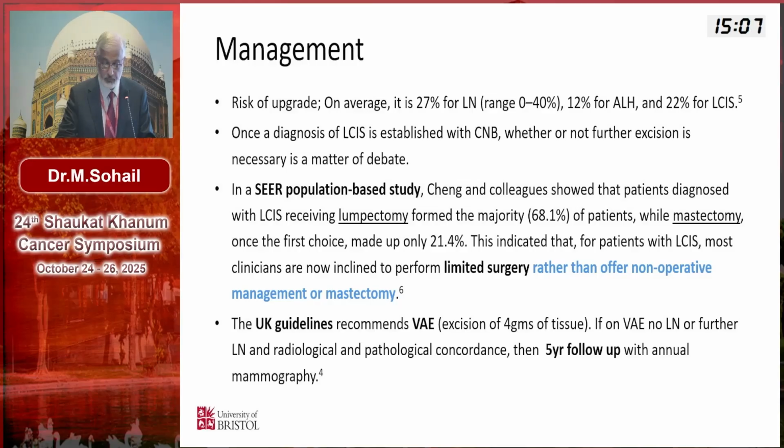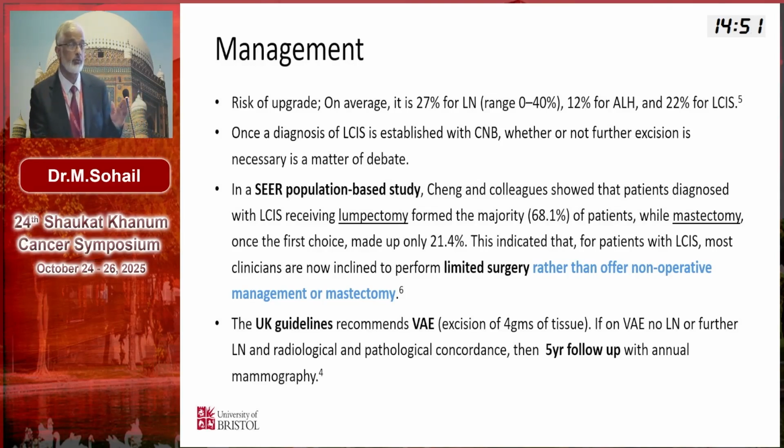And in the UK, as I mentioned, the guidelines are that we should go for VAE. And there's a slight difference in the procedure as well. It's not just the purpose, but the method is slightly different. In VAE, there should be 12 cores, and they have measured it. These wide bore 7-gauge cores, if they take 12 cores, come to about 4 grams of tissue. So you have to make sure that you have excised the 4 grams of tissue.